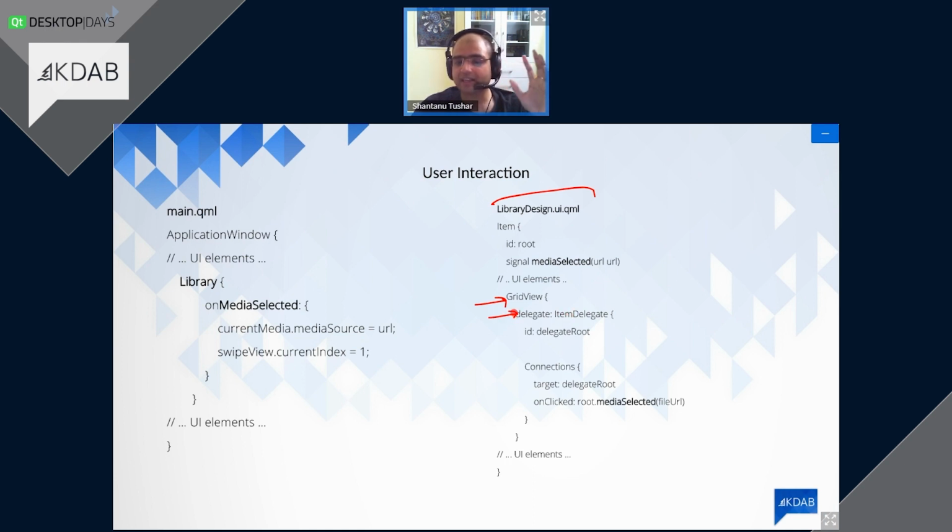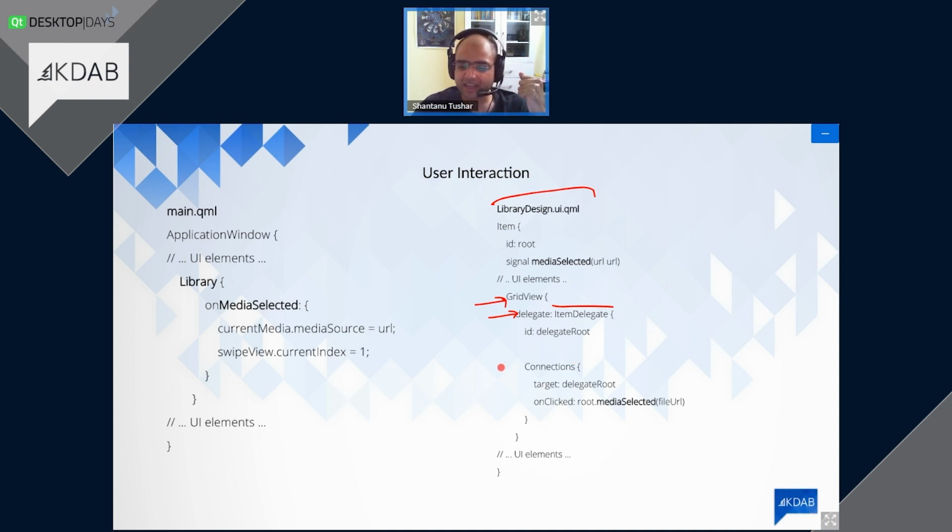Remember, the delegate is something that is essentially repeated for each item in the model. So what I have here is something called ItemDelegate, which is part of QtQuick Controls. It gives you a lot of things for free. For example, it will theme you according to the current QtQuick Controls theme. And it also has a few signals like clicked and hovered, which you can use to handle user interaction.